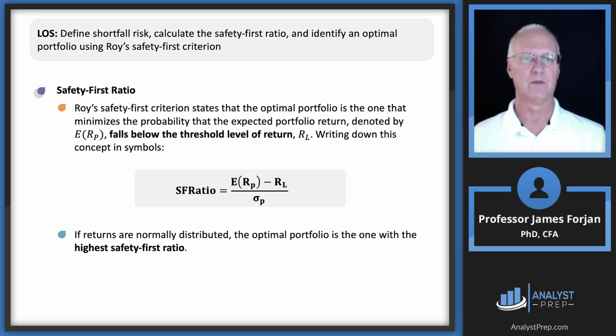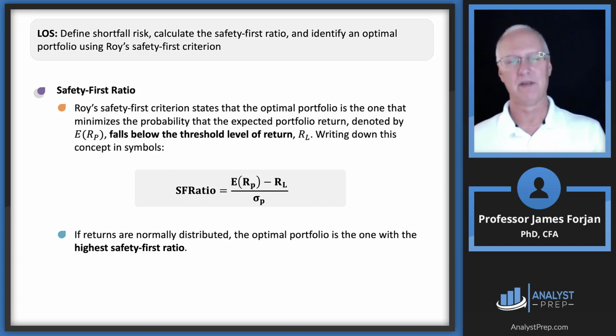All right, so all we're going to do is take the expected return on the portfolio, which is the mean, and we're going to subtract that minimum portfolio return. The reading uses the notation R sub L for the threshold level of return, and then we're going to divide by the standard deviation of the portfolio.